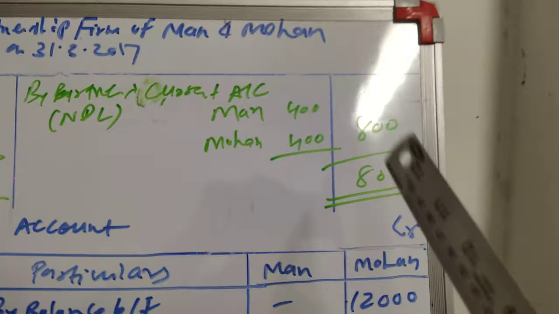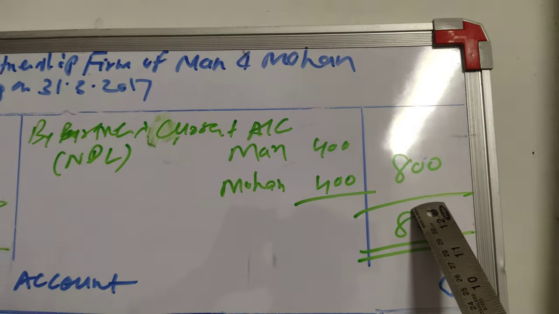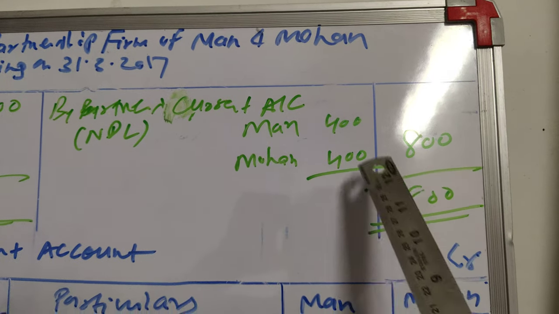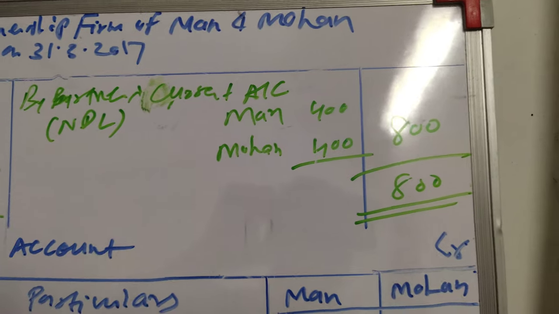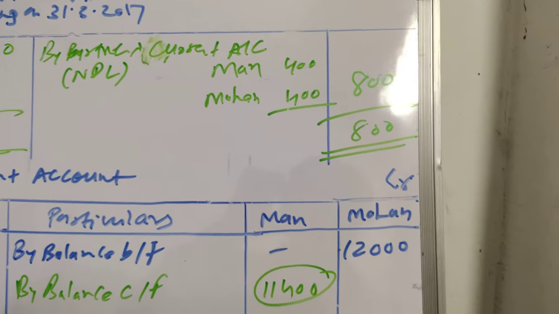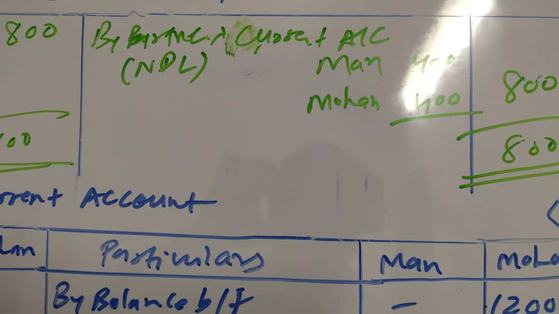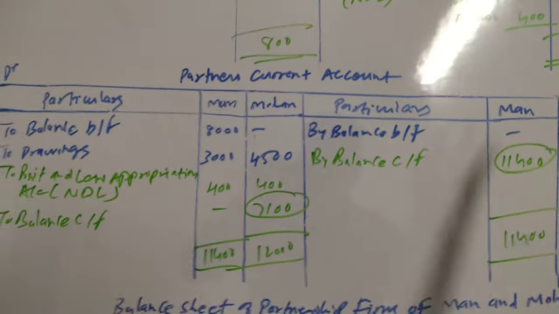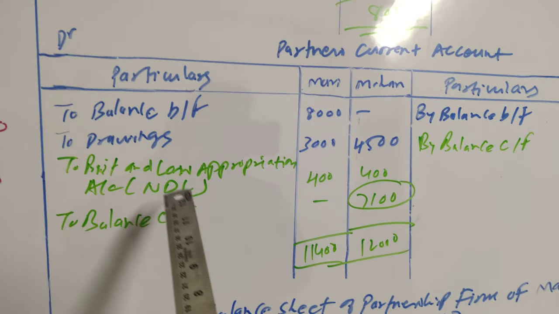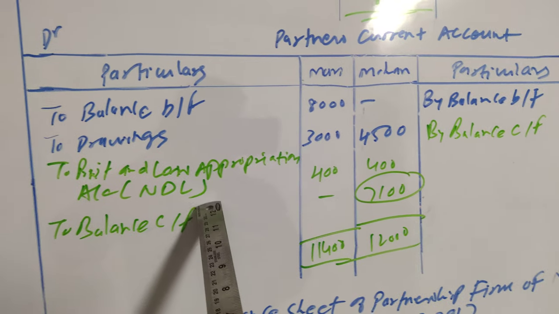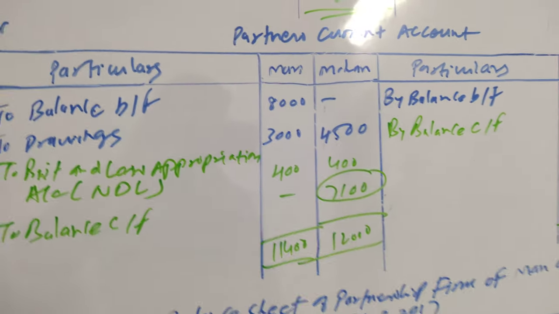So here it is, 800 is the total loss, that is net divisible loss. 400 and 400 will be distributed between both the partners. And we will write here by partners current account. So in current account, debit side to profit and loss appropriation account, net divisible loss 400 and 400.